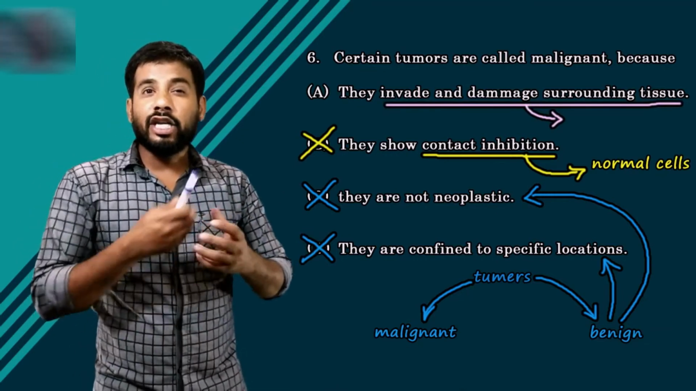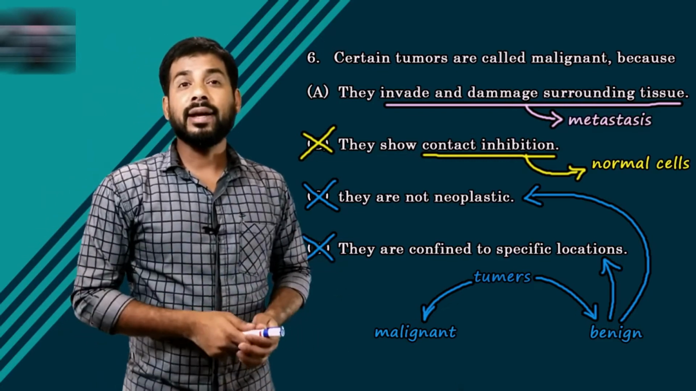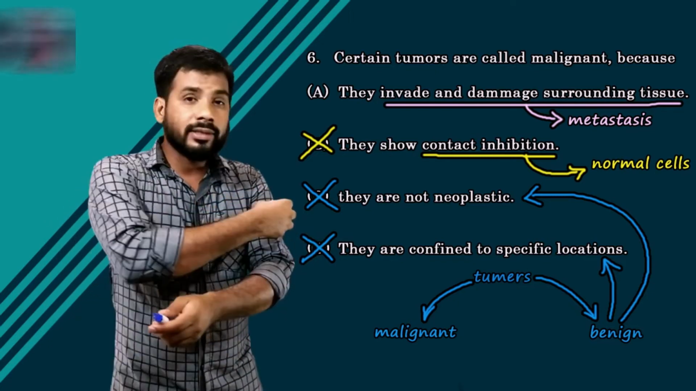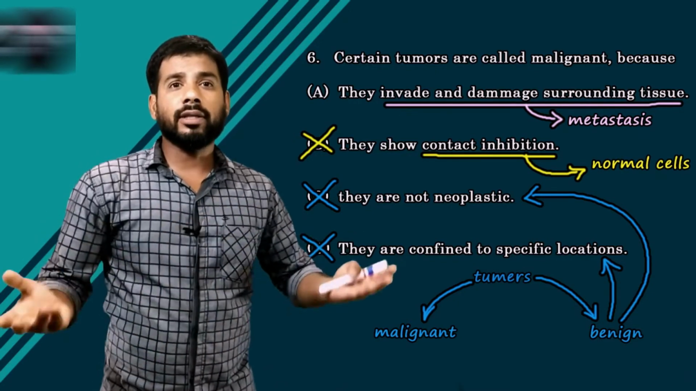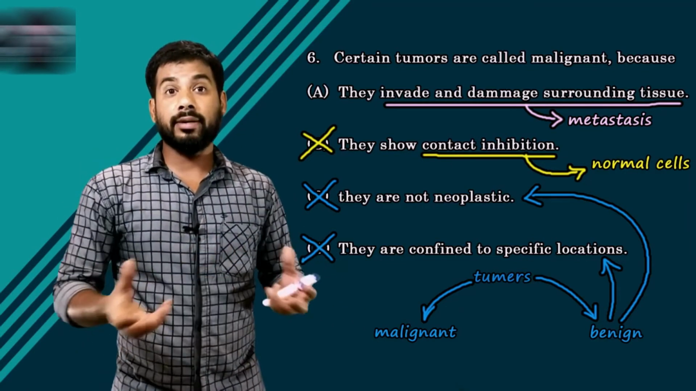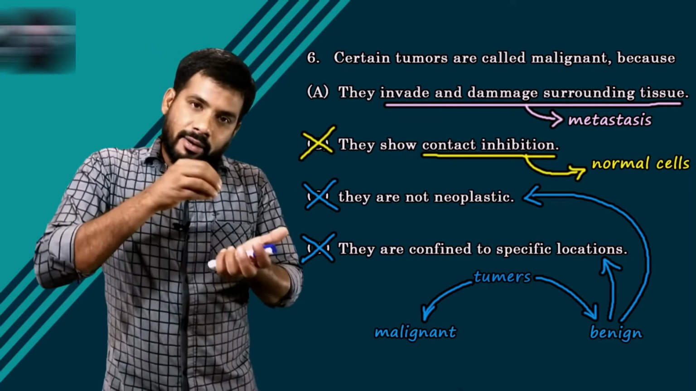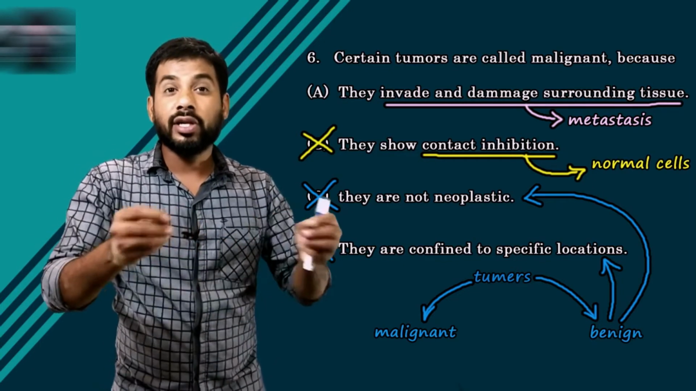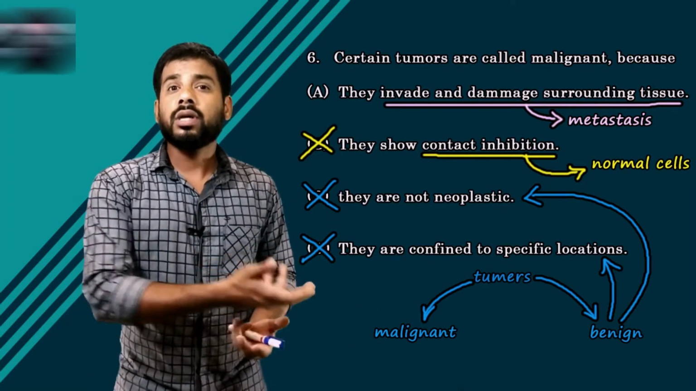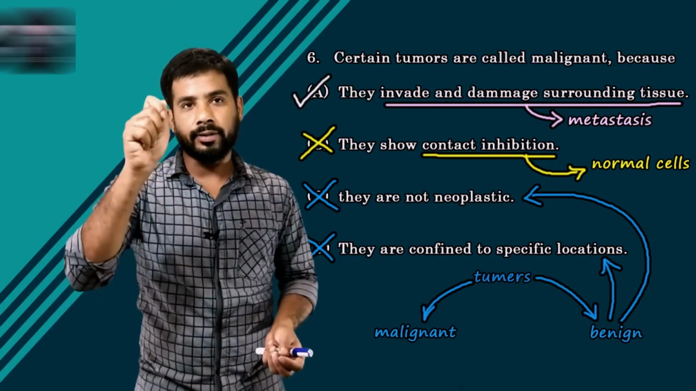And why is option A the right answer? Here, invading and damaging the surrounding tissue is actually metastasis. What is metastasis? In a cancerous tumor, when the cells separate or slough off, they reach some other location in the body. There, in that new location, they originate one more tumor. That is what is called metastasis. And what is meant by invading? Invading is nothing but the growth of that tumor damaging the surrounding normal cells, making those normal cells starve. That is what is called invading. So hence option A is the right answer.